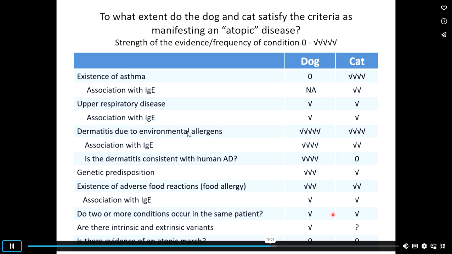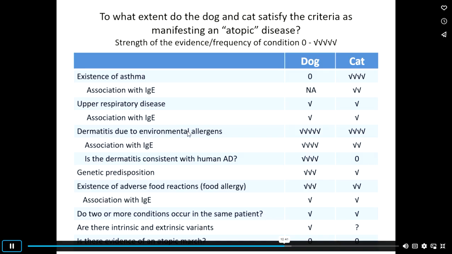Do two or more conditions occur in the same patient? Yes, that certainly can occur in the dog, and it certainly can occur in the cat. So you can have asthma and you can have dermatitis. And in the dog, you can have food allergy and you could have environmental allergy. Are there intrinsic and extrinsic variants? Yes, in the dog, but this question is unresolved as yet in the cat. There is no evidence in either species of an atopic march.